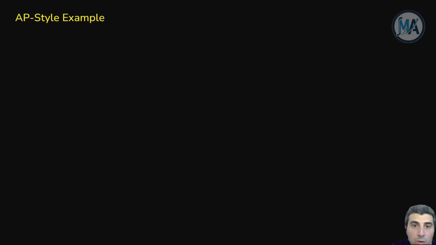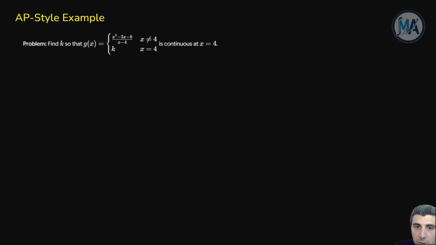Here's an AP style question for you. What value of k would make this piecewise function continuous at x equals 4? So remember, we need the limit and function value to exist and be equal at x equals 4. So to get the limit, we take the first piece and factor it, simplify it down, and the limit as x approaches 4 would be 6 in this case.